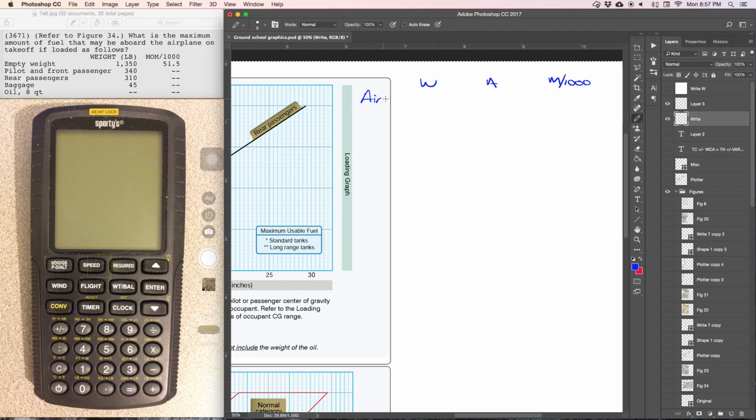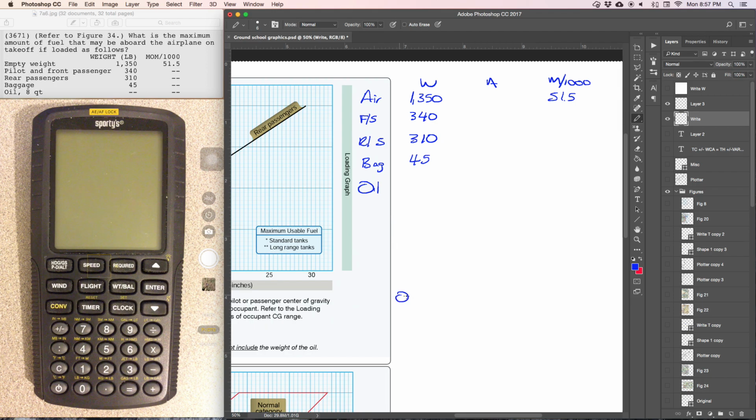So we have aircraft empty weight is 1,350, and the moment, 51.5. Then we have pilot and passenger. Pilot, so I'm going to say front seat, weight 340. Rear seat, 310. Baggage, 45. And then oil, 8 quarts.